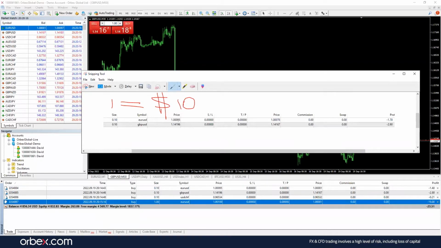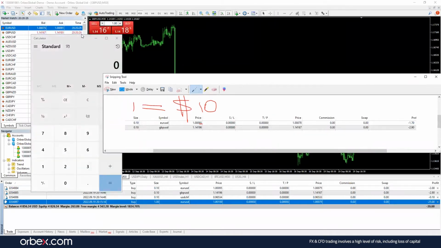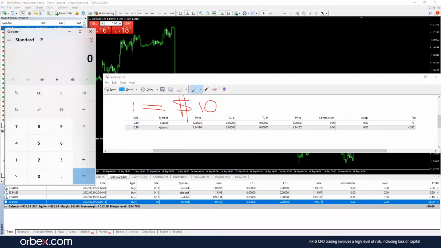So at the moment, we've got 9.5 pips on this particular trade. So I'm going to get the trusty calculator out. Move it to this side. So we've got 1.00095 minus the current open price, 1.00078. So it's this price minus this price equals 0.00017. So the difference between the open price and the current price here is 1.7 pips.